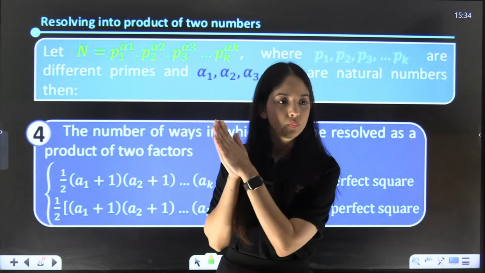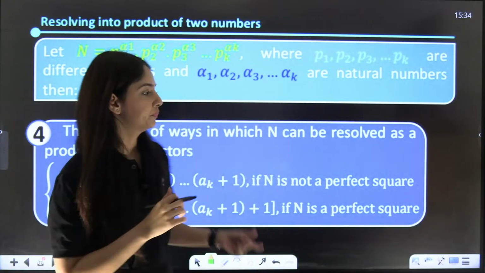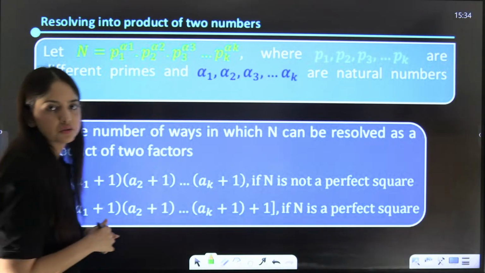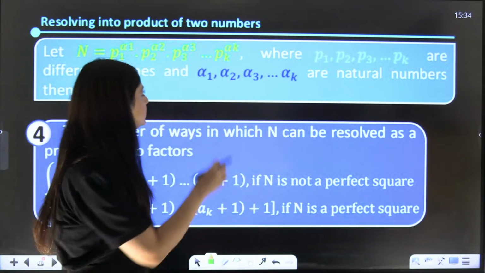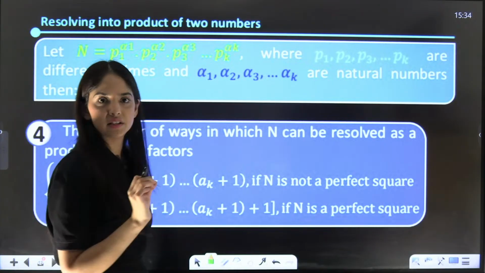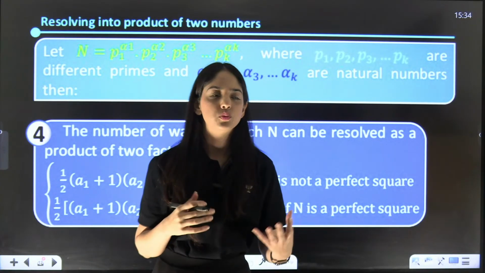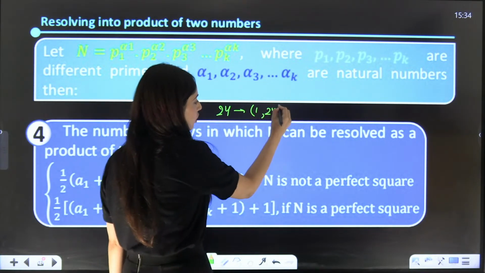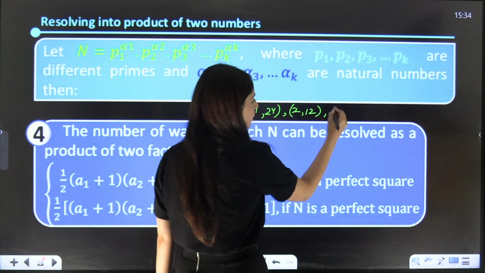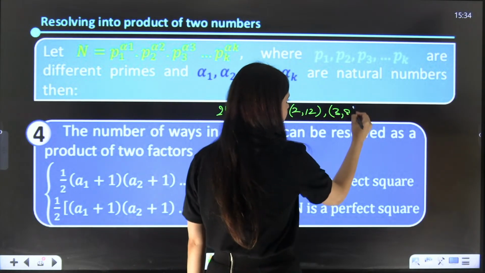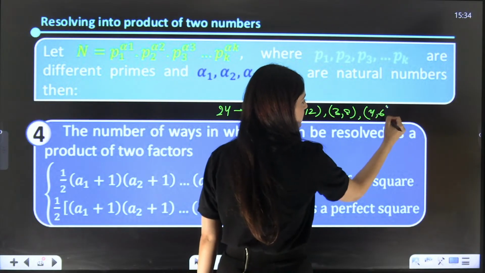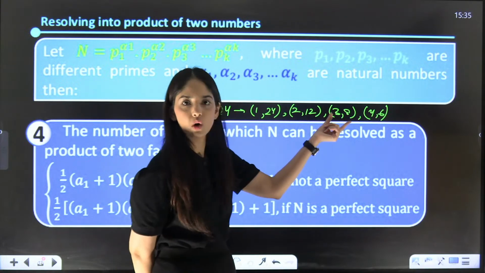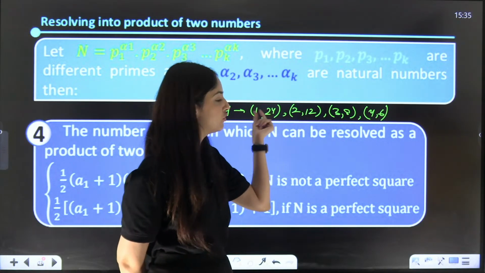Okay, so one last topic: the number of ways in which n can be resolved as a product of two factors. We have n, the same as before, that is its prime factorization. Now we have to resolve it into two factors. What does that mean? For 24, it can be either 1 into 24 or 2 into 12 or 3 into 8 or 4 into 6, and that's it, right? 8 into 3 has already been taken, 12 into 2 already been taken, 24 into 1 already been taken.